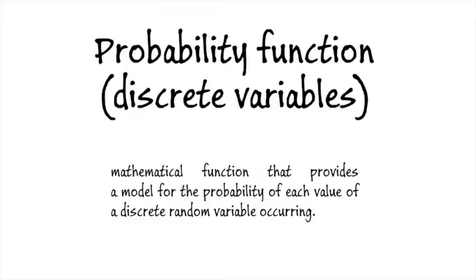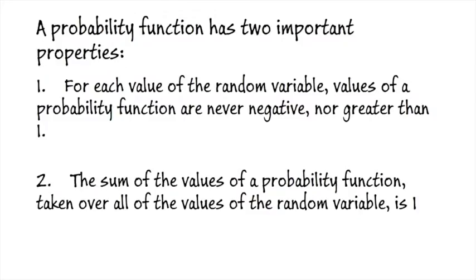A probability function is a mathematical function that provides a model for the probability of each value of a discrete random variable occurring. A probability function has two important properties. 1. For each value of the random variable, values of a probability function are never negative, nor greater than 1. 2. The sum of the values of a probability function taken over all of the values of the random variable is 1.